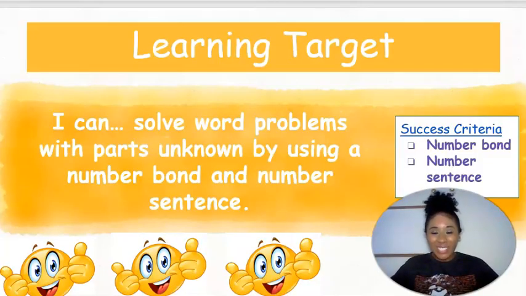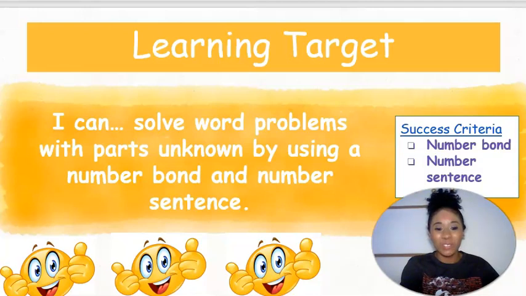Now that you have your materials, let's talk about what we're going to do for today. Today, you guys are going to solve word problems that have unknown parts by using a number bond and a number sentence. So yesterday and the day before, you guys did some practice with unknown parts. You didn't know your part, you knew your whole, and you knew one part, but you didn't know the other part. So today, you guys are going to do some more practice like that, but this time, we're going to do some word problem practice. Let's get into our first couple examples.